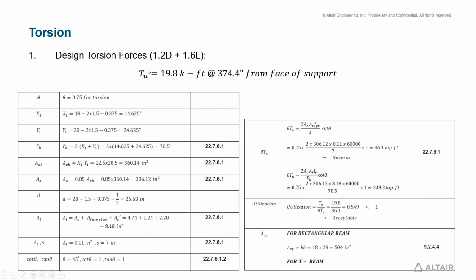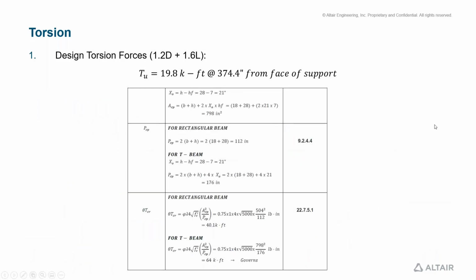Next, we'll move on to torsion. We already mentioned the torsion. I think I forgot to include the point after the decimal, so it's actually 19.8 kips, our torsion demand at 374.4 inches from the face of the support. And you can see the capacity that we're working with, 36.1 kip-feet. At the face of the support, or within the distance of the effective depth from the face of the support, the applied factored torsional moment is 19.8 kip-feet, which exceeds 0.25 times the torsional cracking moment of 16 kip-feet. So therefore, we must consider torsion during the design. And that's what's highlighted here.